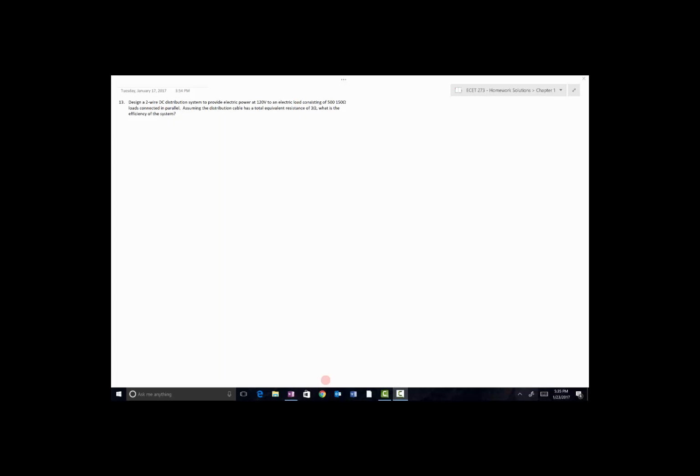Homework Solutions 1.13. Design a two-wire DC distribution system to provide electric power at 120 volts to a load consisting of 500 and 150 ohm loads connected in parallel. Assuming the distribution cable has a total equivalent resistance of 3 ohms, what's the efficiency of the system?